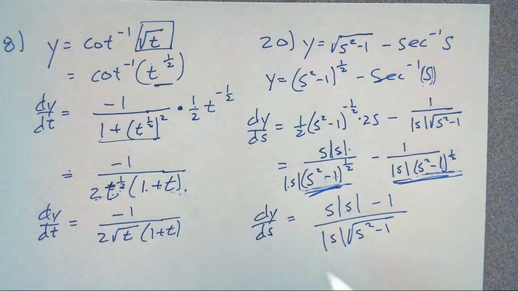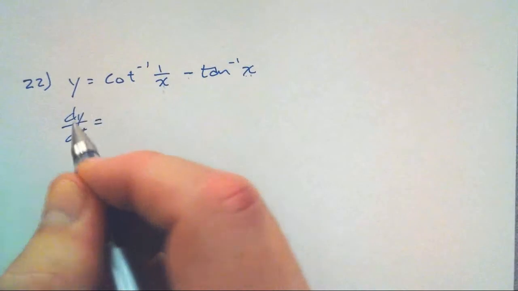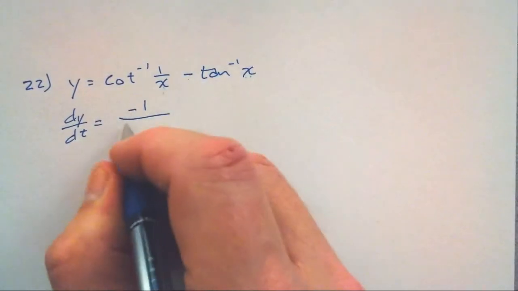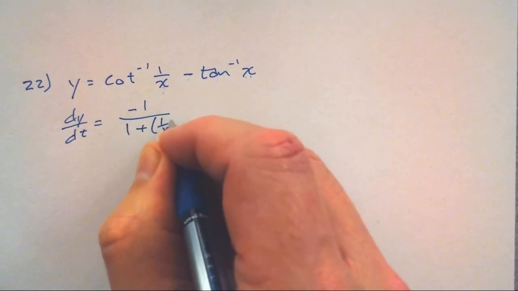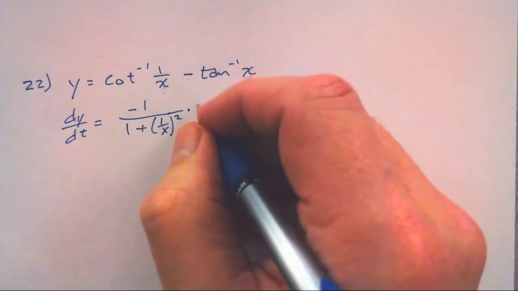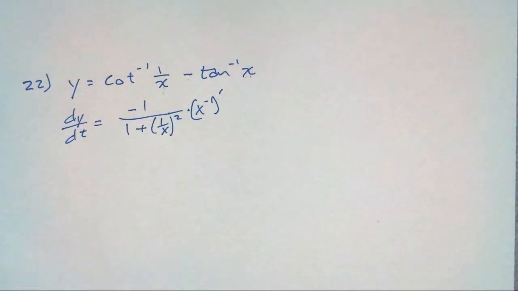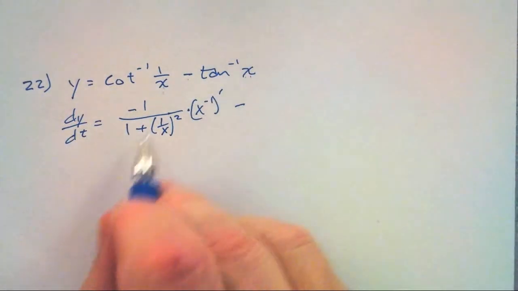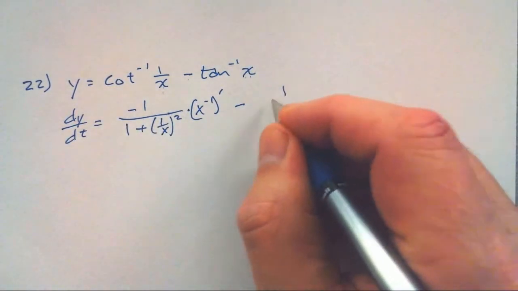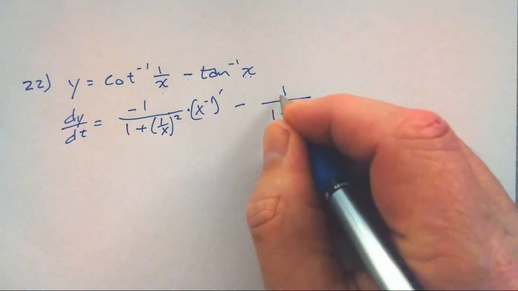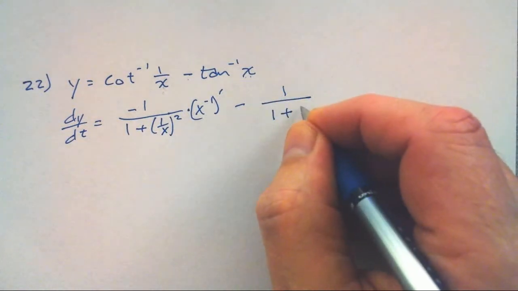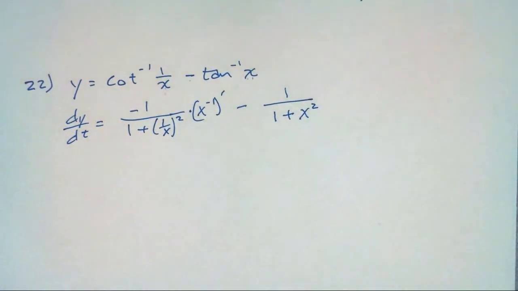Dy dx equals cotangent inverse's derivative. Here it is. I know it's negative because it's a co. Negative 1 on 1 plus x squared. So that is negative 1 on 1 plus the argument, 1 on x squared, times x to the negative first's derivative. I'll leave that for another step. Minus tangent inverse's derivative, just like this, is 1 on 1 plus the argument squared. So I've got this. Looks like simplifying may be the biggest challenge here.